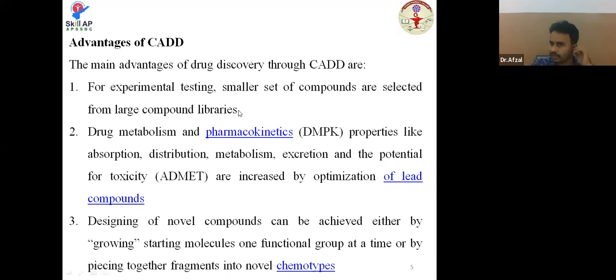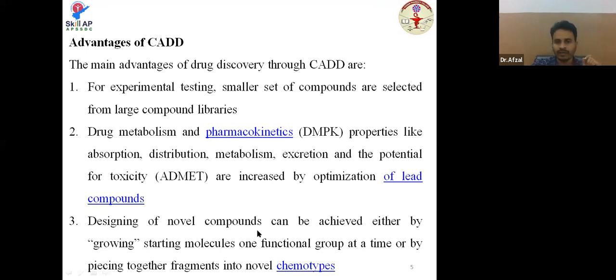And we can also predict the drug metabolism and pharmacokinetic properties like absorption, distribution, metabolism, excretion. And we will also assess if there is any chance of toxicity. And we can also optimize the lead compounds. So these are the advantages. We are using a smaller set of compounds. We are able to predict the pharmacokinetic and toxicity profile of this small set of compounds. And if there are any toxic functionalities in this small set, we can also optimize the lead molecule. So these are the different advantages of computer-aided drug design.